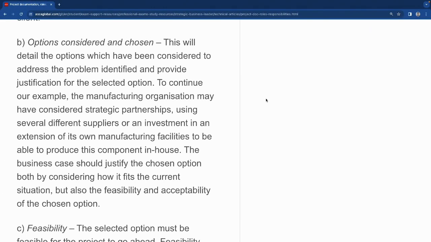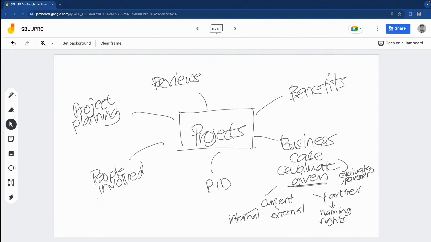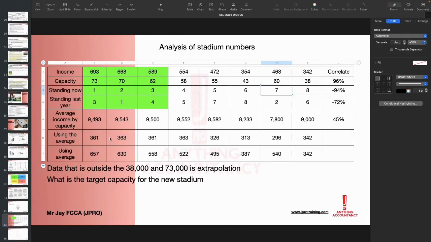Let's make sure you know what's inside here. So this is where I stopped. Remember, the reason I'm stopping there is because the business case should justify the chosen option and show how it fits with the current situation. How do you justify 55,000? How do you justify a 60,000 stadium? You look at the numbers here.